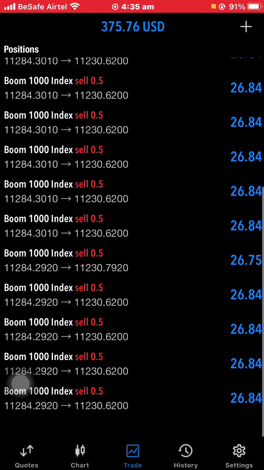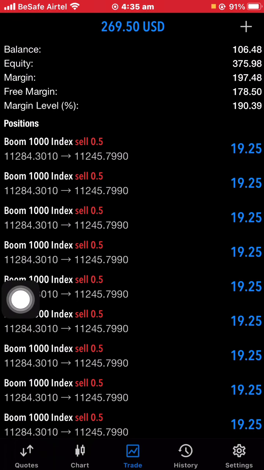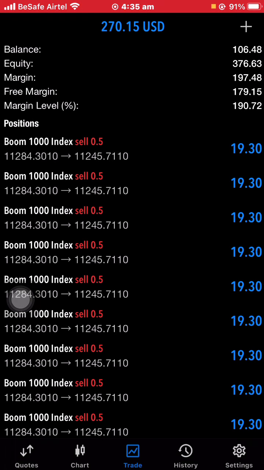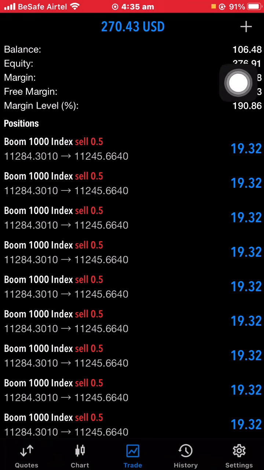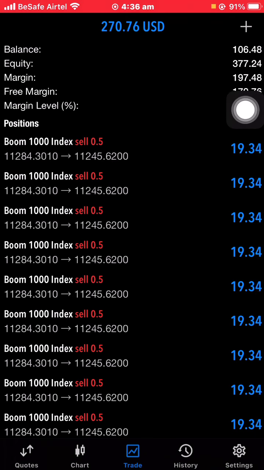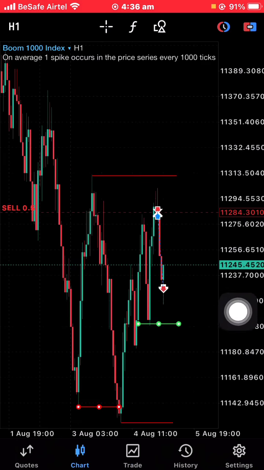Now, in this strategy, I'm going to be sharing with you a very simple Boom 1000 strategy that you can use to make a lot of money from the market. As you can see here, this is a $100 account that was moved to $370. We have a trade that is currently running from this direction.